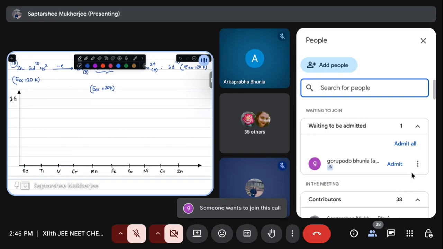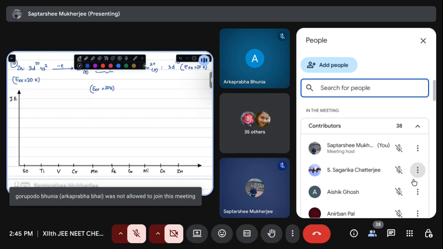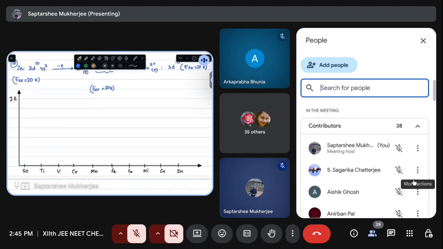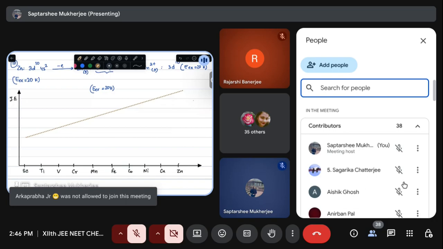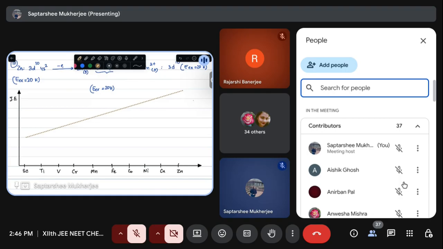Now in the general way, as you anticipated in the very beginning, tell me once again, if I am moving from left to right, what should I be expecting for the ionization energy value? Should it increase only or decrease? Increase.